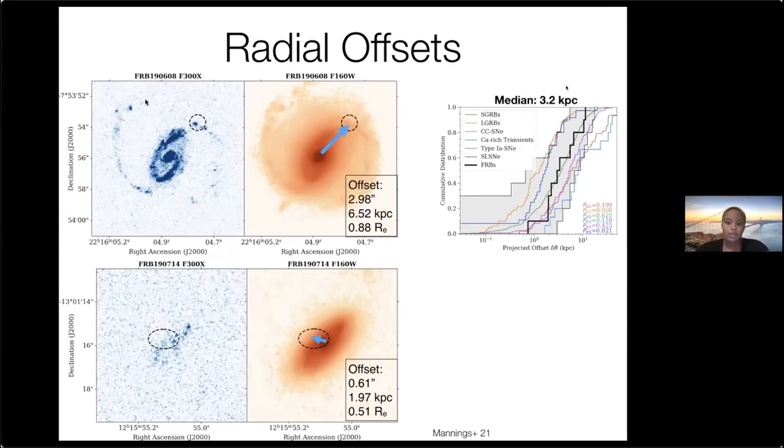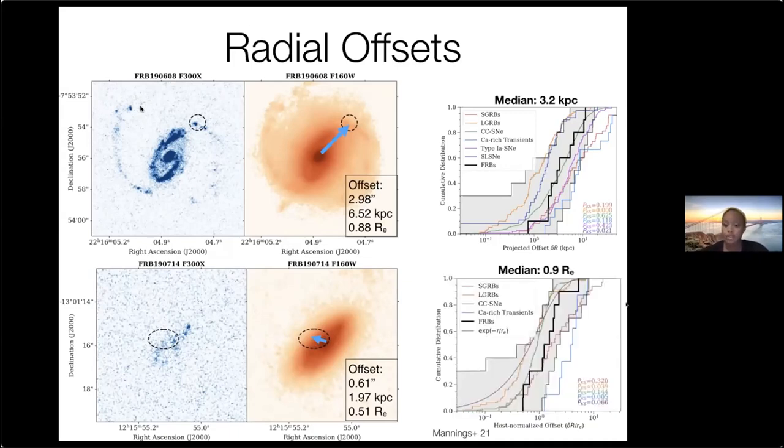The median value for our offset is about 3.2 kiloparsecs. And testing the null hypothesis that they're coming from the same underlying population, we reject long gamma ray bursts and superluminous supernovae based off of the KS test. We also take a look at the host normalized offset CDF, the median for this being 0.9 effective radii. And with this, we reject the calcium-rich transients and once again, long duration gamma ray bursts. So the offsets we seem to be getting are pretty moderate across all of these FRBs and their hosts.